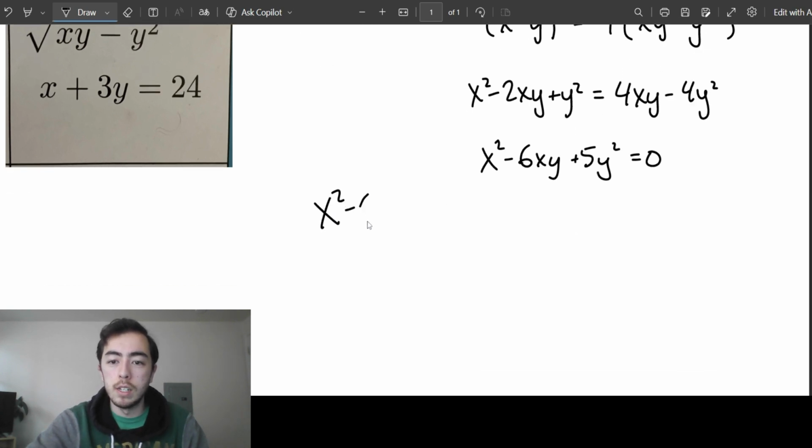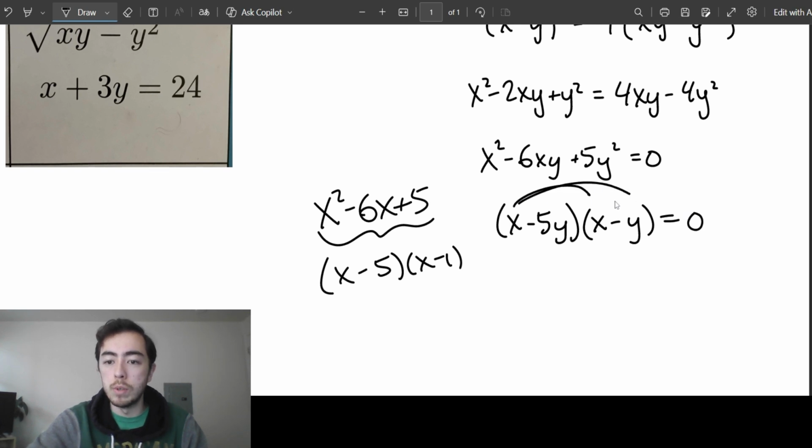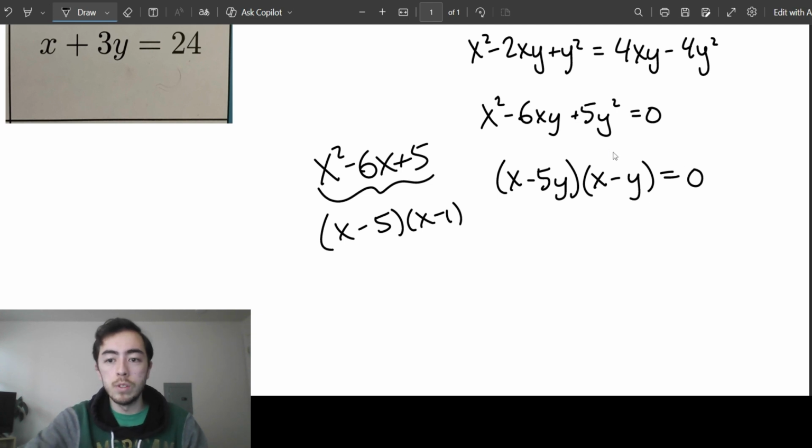I'm thinking back to this easier trinomial, and I know that this is going to factor as x minus 5, x minus 1. So for this one, I could do x minus 5y, and then x minus 1y, which I could just say y. And if you wanted to, you could distribute out all 4 of those terms, and we will get back to where we started. This factored form is helpful because if I have two things multiplied that equal 0, surely one of those two factors must be that 0.